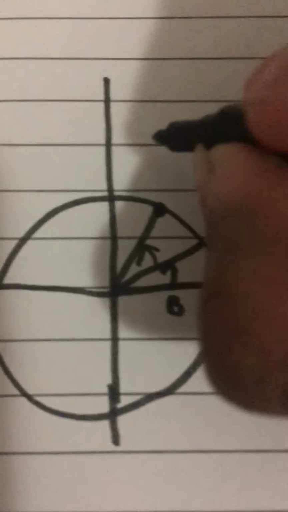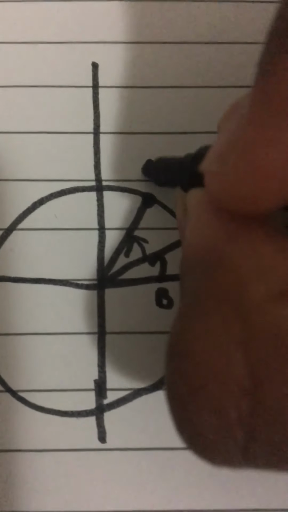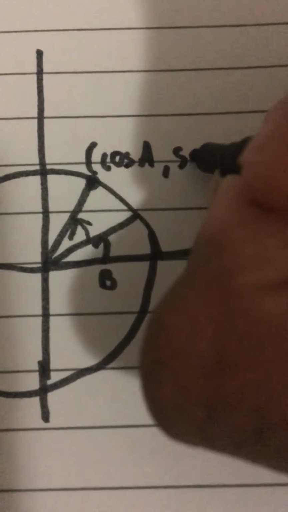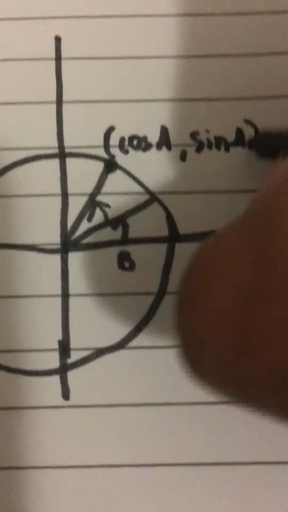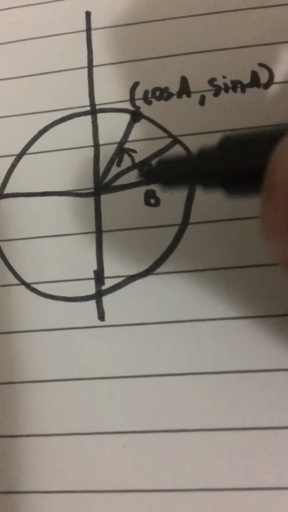Now, by definition of the unit circle, this point, this whole angle is A, so this will be (cos A, sine A). Because think about it, this radius is 1, we've defined that because it's a unit circle. And so sine theta is the opposite over the hypotenuse. Hypotenuse is 1, so the opposite side will be sine theta, which is the y coordinate of this point. And the x coordinate will be cos theta, because cos is adjacent over hypotenuse. So it's cos A over sine A.